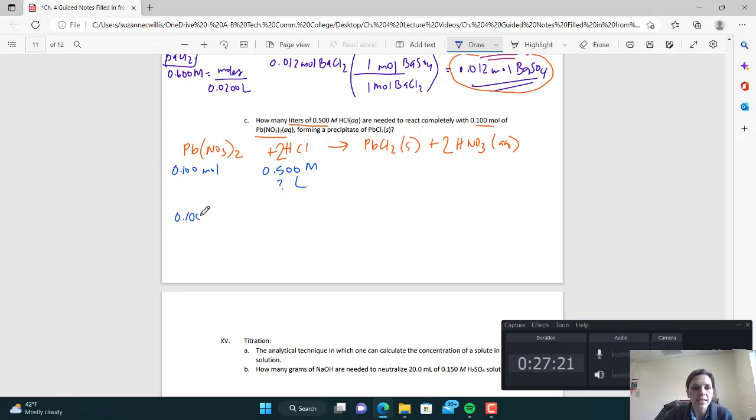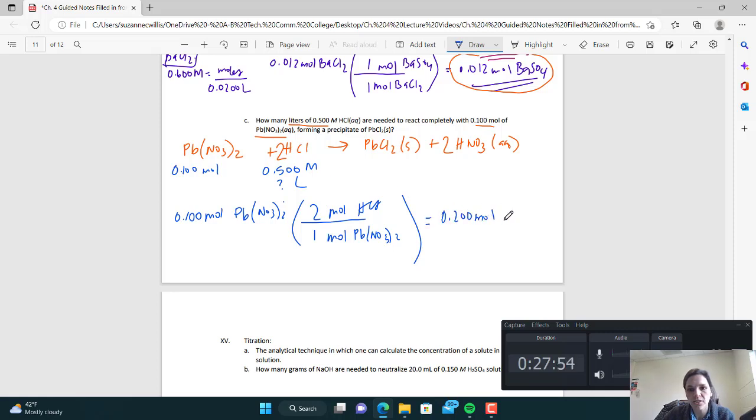So does it make sense that I can take my moles of lead nitrate and hop over to moles of the HCl? We'll see why we want that in just a second. So moles of PbNO3 to moles of HCl, because I need to know more information about HCl, right? This is a 1-to-2 ratio. 2 moles of HCl, 1 mole of PbNO3. So that becomes 0.200. This tells me how many moles of HCl I need.